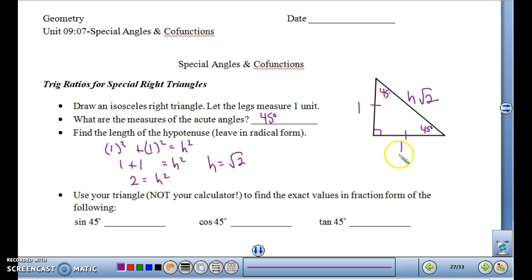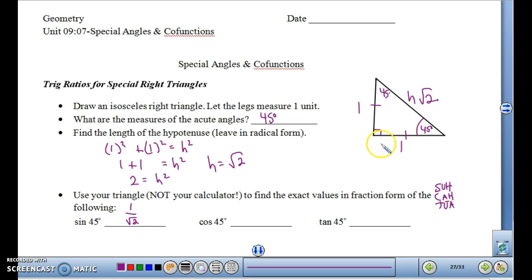Okay, so now using this triangle, not your calculator, find the exact values in fraction form of the following. Sine of 45. Well, we can use either of these angles. I'm going to use this one right here. Opposite over hypotenuse. Remember, it's SOHCAHTOA. Opposite over hypotenuse would be 1 over the square root of 2.